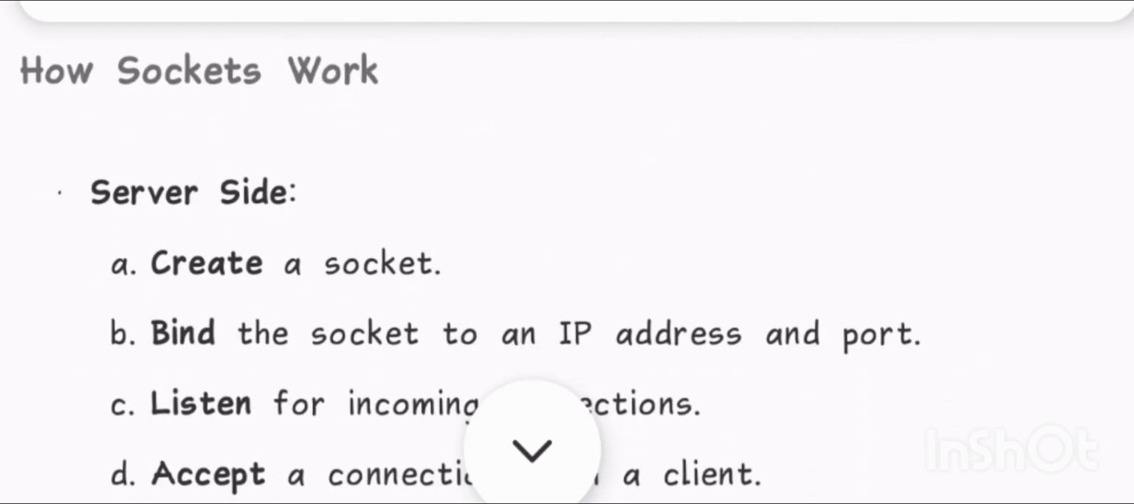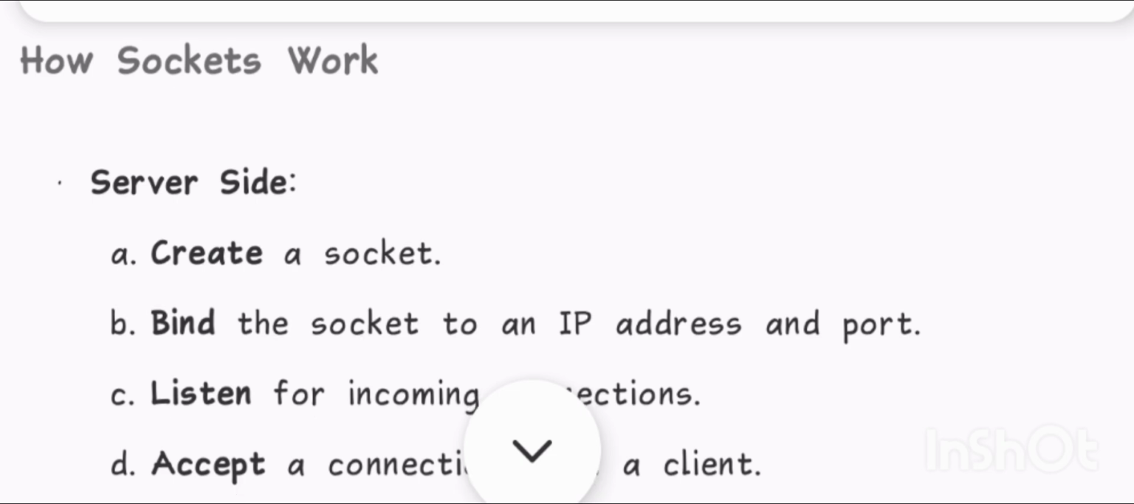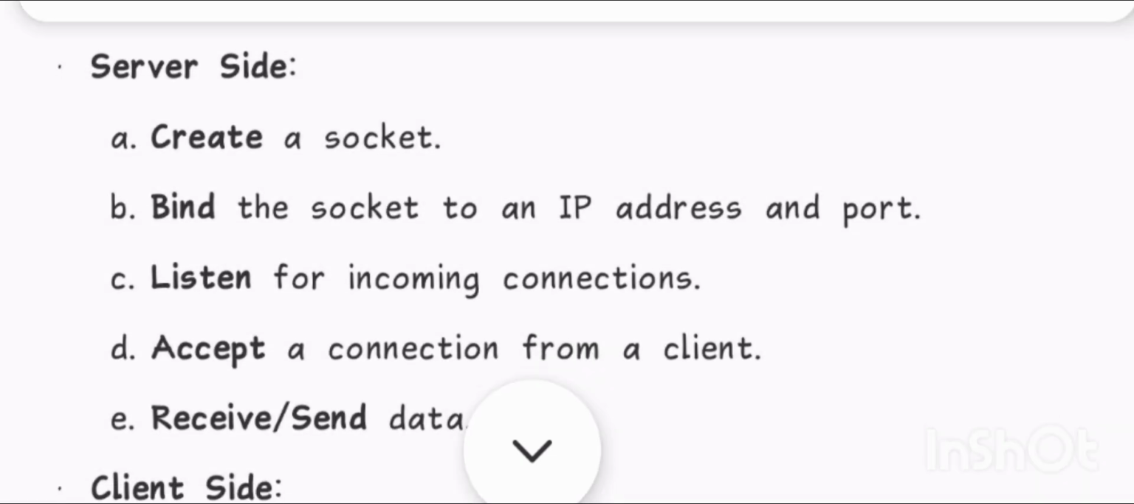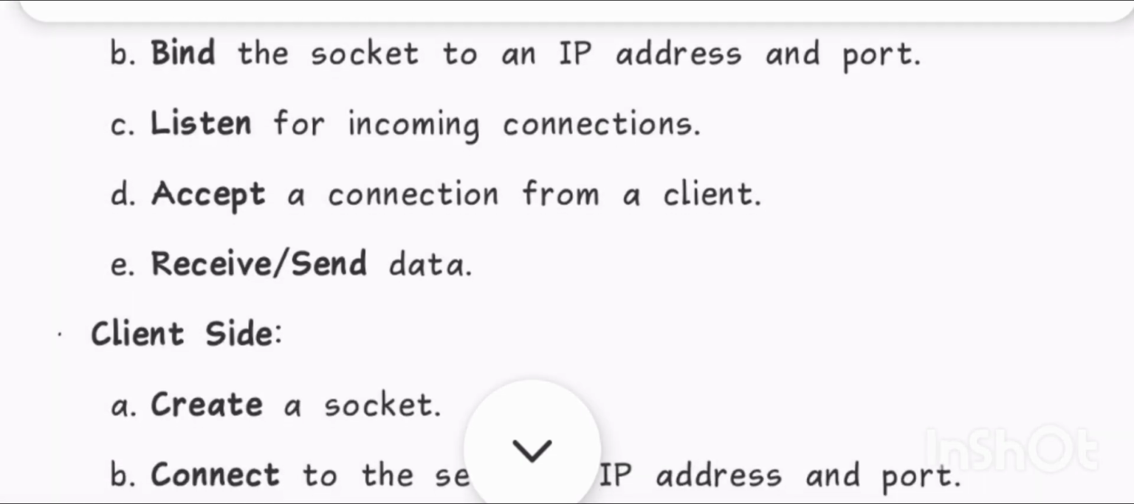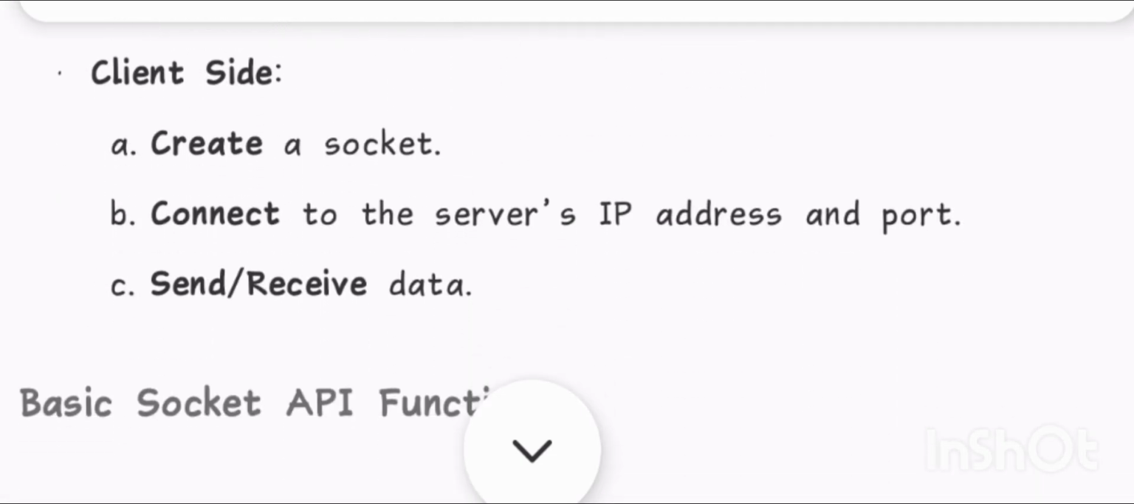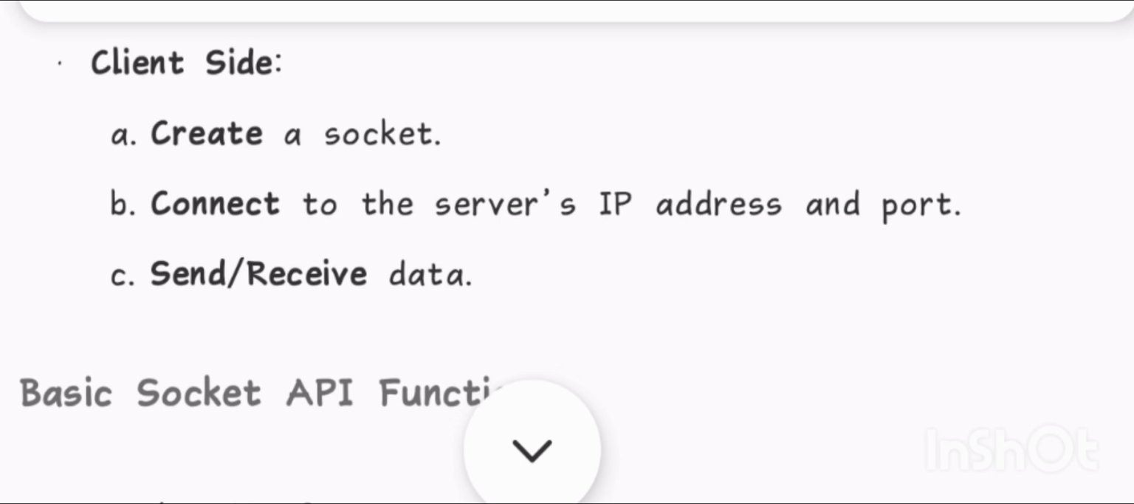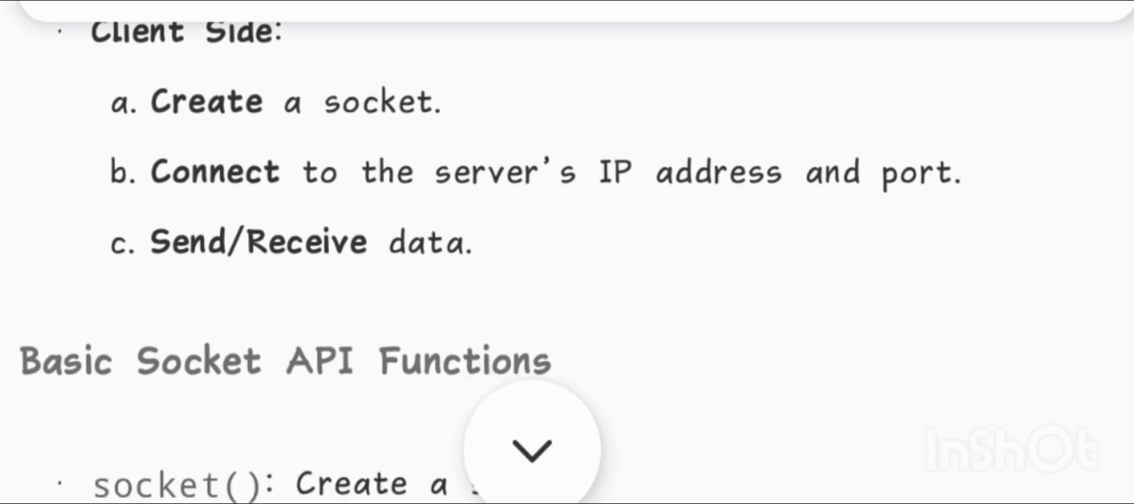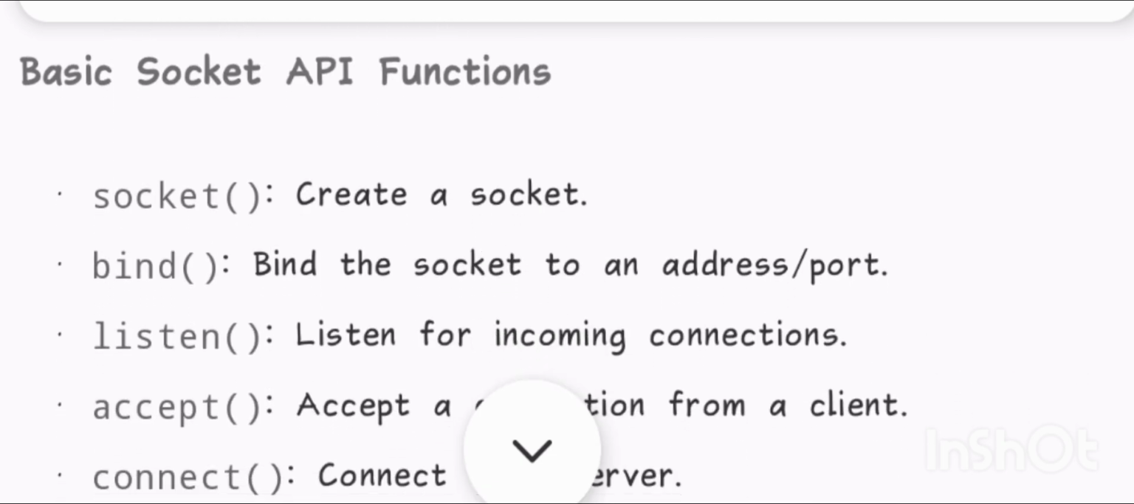How sockets work. Server side: 1. Create a socket. 2. Bind the socket to an IP address and port. 3. Listen for incoming connections. 4. Accept a connection from a client. 5. Receive and send data. Client side: 1. Create a socket. 2. Connect to the server's IP address and port. 3. Send and receive data.